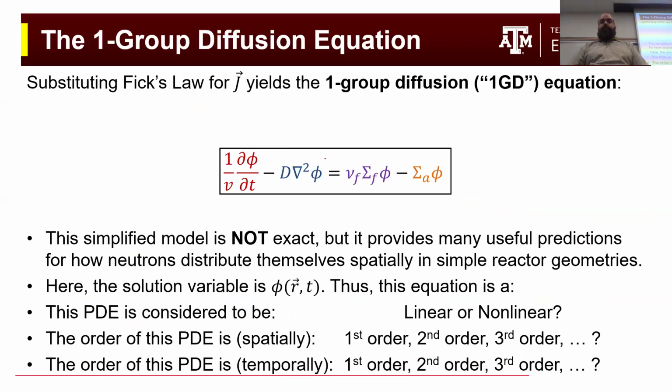If we make that assumption and substitute it into this equation, then we arrive at the one group diffusion equation. This is what we would end up with once we substitute Fick's law into the equation that we have. So we've got four terms. This would be term one, this would be term two, this would be term three, and this would be term four.